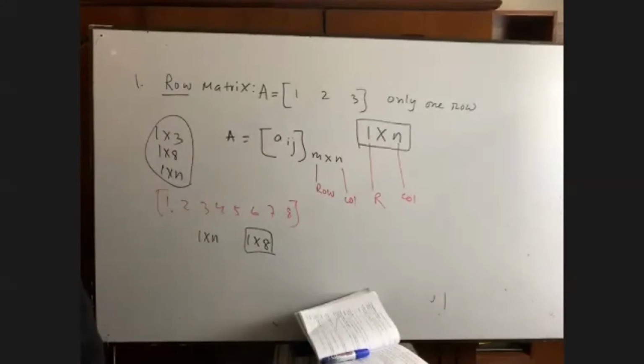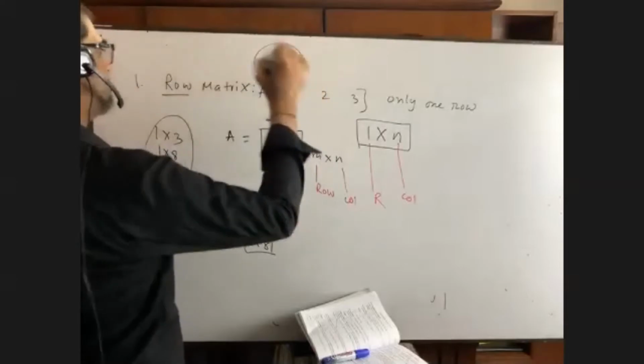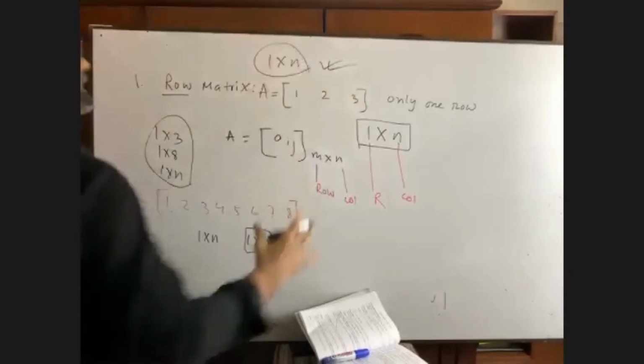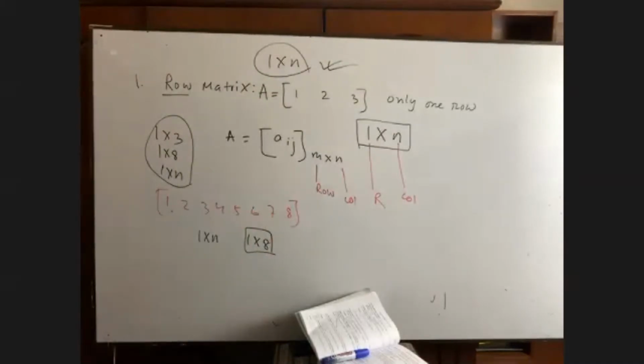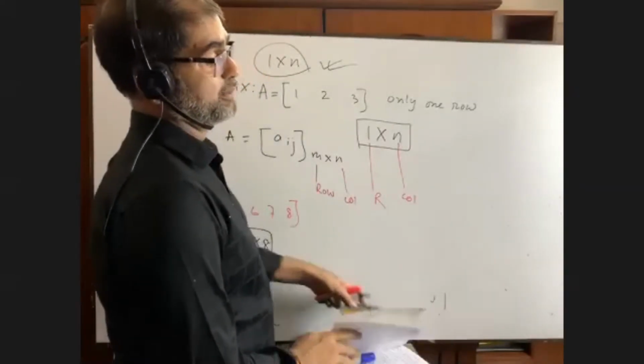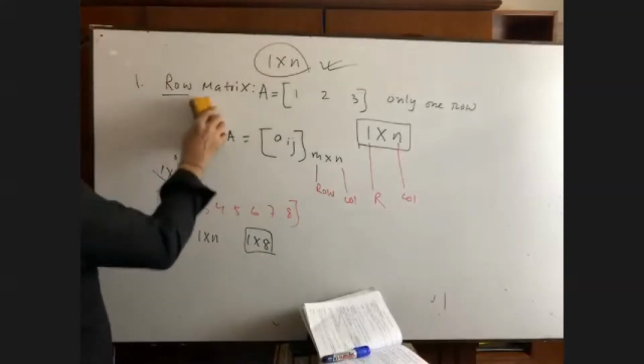So row matrix, what is the format of a row matrix? Order is 1 into n. Please write it: row matrix, order 1 into n. If you just know only this part, then it is possible in the exam hall. A matrix will be given in the exam and it will be asked which kind of matrix this is. Then you have to write it down.